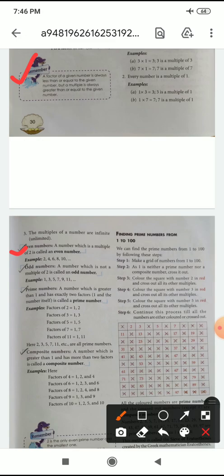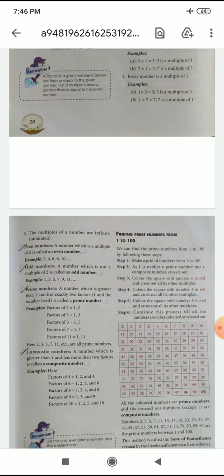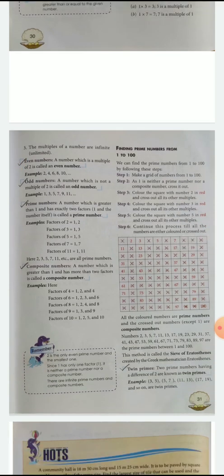Then comes to prime numbers. What are prime numbers? A number which is greater than 1 and has exactly 2 factors, 1 and the number itself, is called a prime number. For example, the factors of 2 are 1 and 2. The factors of 3 are 1 and 3, because they have only 2 factors. So they are known as prime numbers. 2, 3, 5, 7, 11, 13 are known as prime numbers.